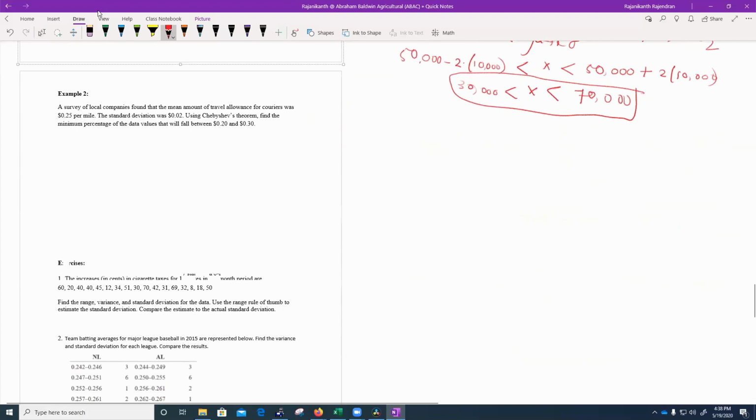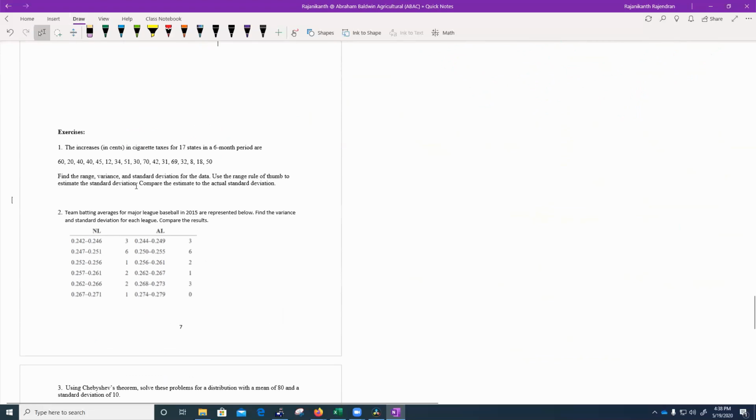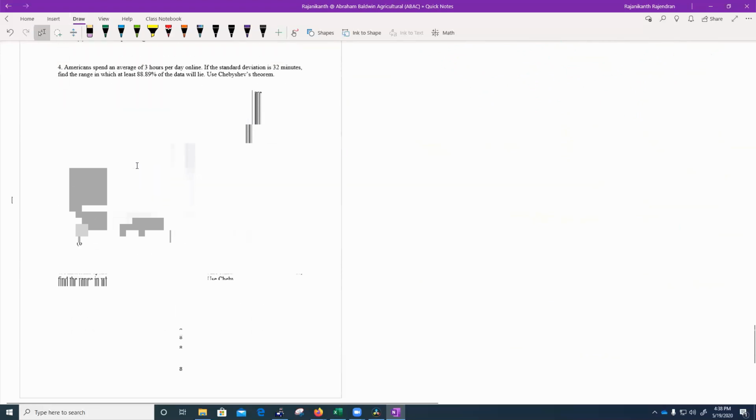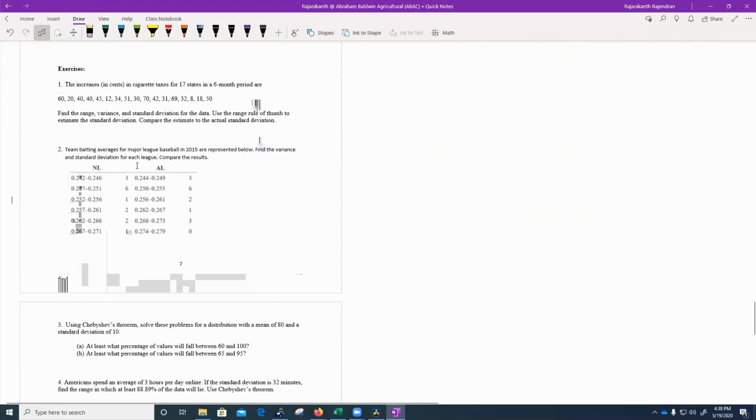I'm leaving example 2 for you to work out. That's it for this section, and I have included some exercise problems here. Please work on these and tell me how it goes.